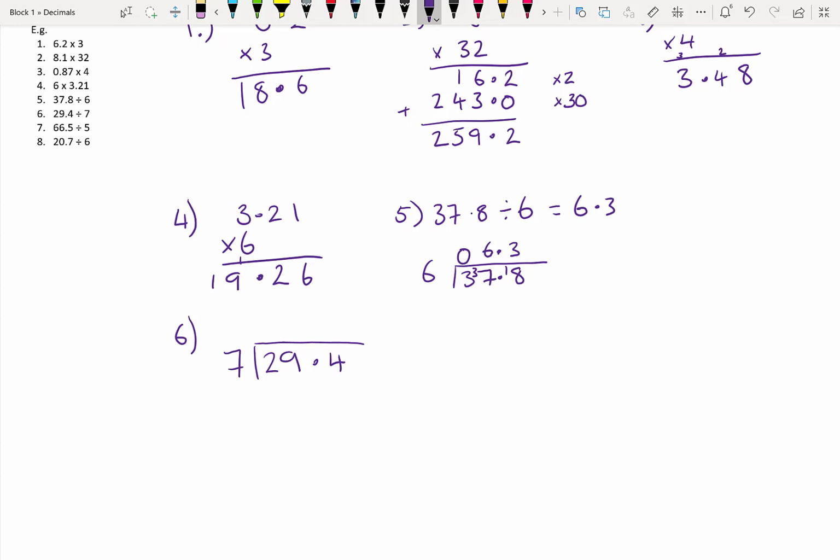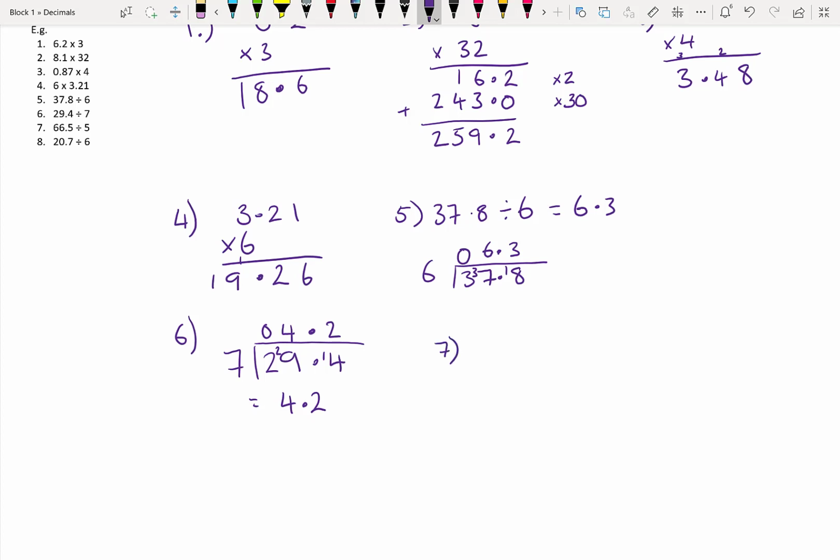So how many 7s go into 2? There are none, taking it over. How many 7s go into 29? 4 of them, with 1 left over. And I've gone past my decimal point, so remember to put it up. How many 7s go into 14? 2 of them. So my answer there is 4.2.